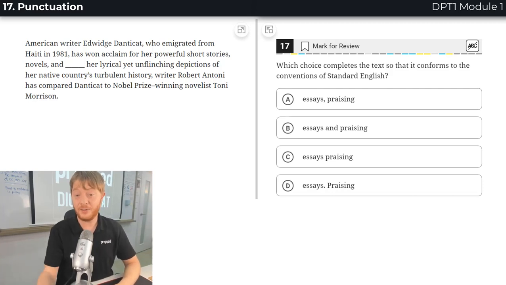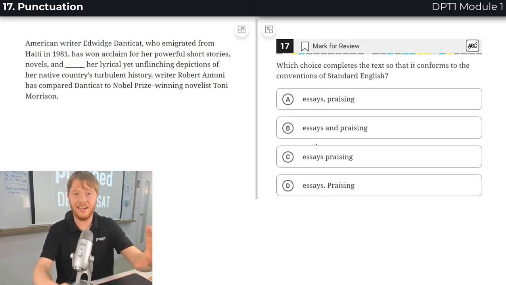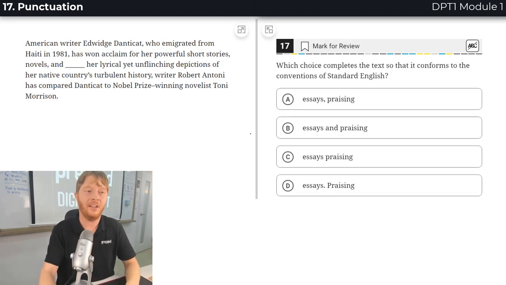Question 17, this looks to me like a punctuation question, but again, the naming conventions don't matter. The tactic is the same. You want to look at that text and find the sentences. How many sentences are there? And join them in logical ways.